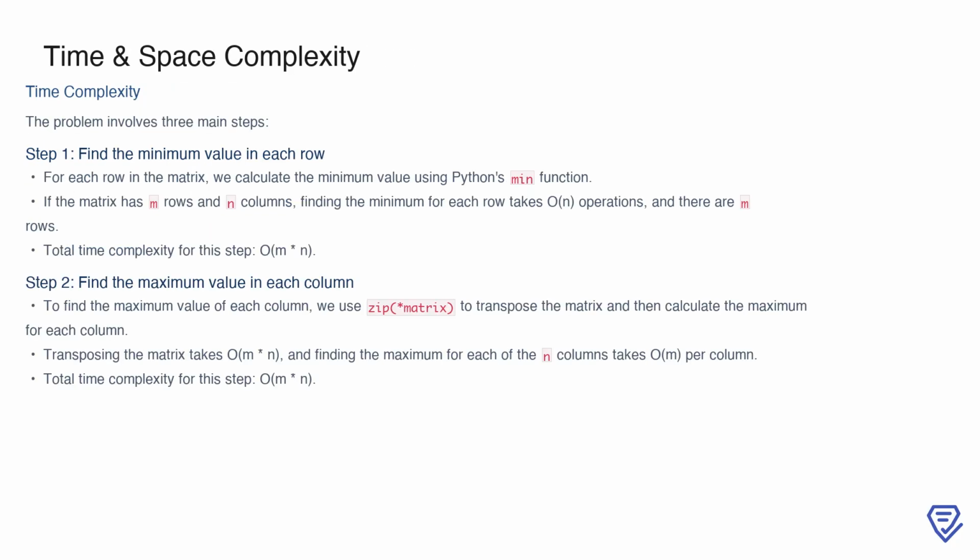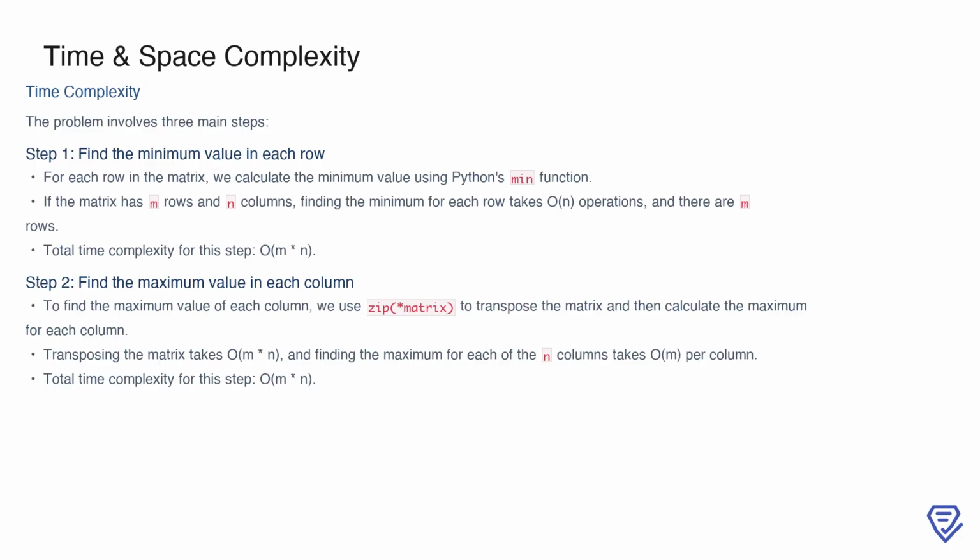To analyze the time complexity of solving this problem, we can break it into 3 key steps. The first step is finding the minimum value in each row of the matrix. For this, we use Python's min function, which scans through each row to find the smallest value. Since the matrix has m rows and each row has n columns, the computation for one row takes n time, and doing this for all rows results in a time complexity of m*n.